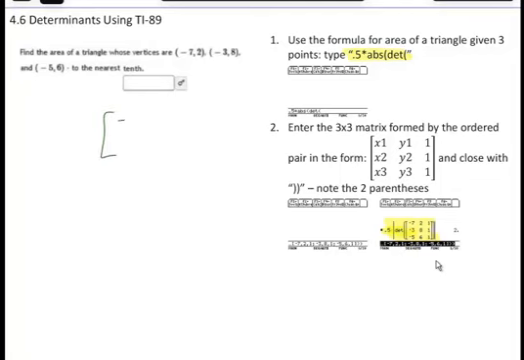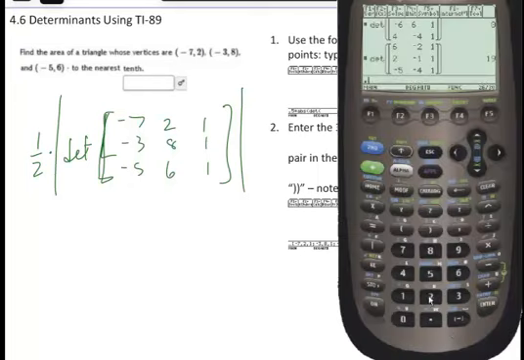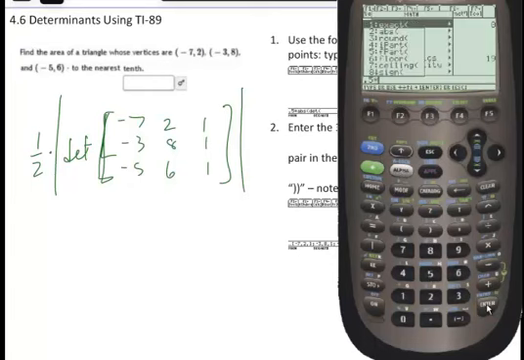Set up your matrix, -7, 2, 1, -3, 8, 1, -5, 6, 1. And if we set up the determinant of this, take the absolute value of this and multiply by 1/2, we're going to get our total area. And so if I just calculate that from the beginning, 1/2 times, I can go into find absolute value. I can either type ABS, or I can go into the math catalog under number, and it's the second option here.